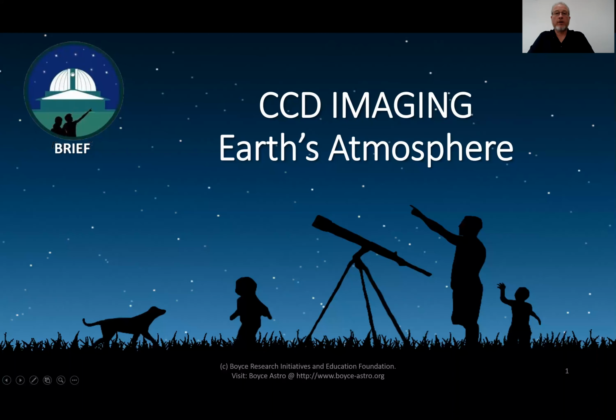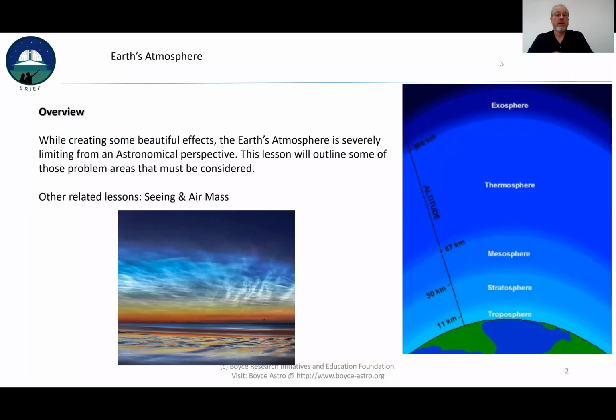Hello, and welcome to another brief video lesson on CCD imaging: Earth's atmosphere. While creating some beautiful effects, the Earth's atmosphere is severely limiting from an astronomical imaging perspective. This lesson will outline some of these problem areas that have to be considered. We have other related lessons on extinction, seeing, and air mass that can also be consulted.